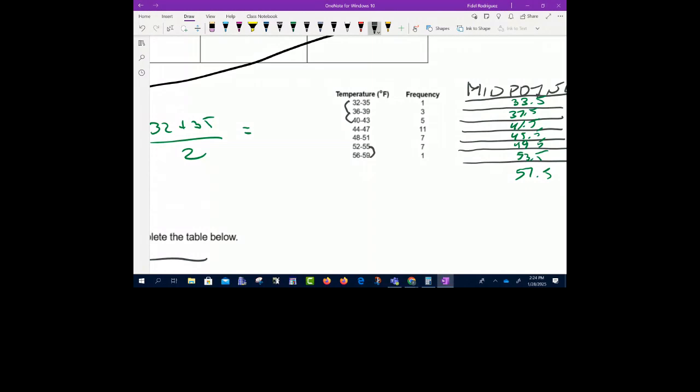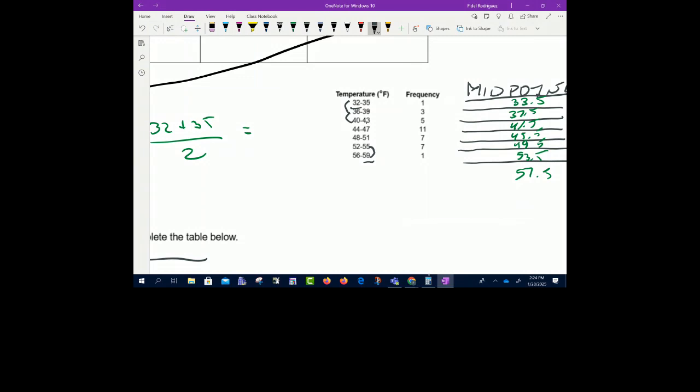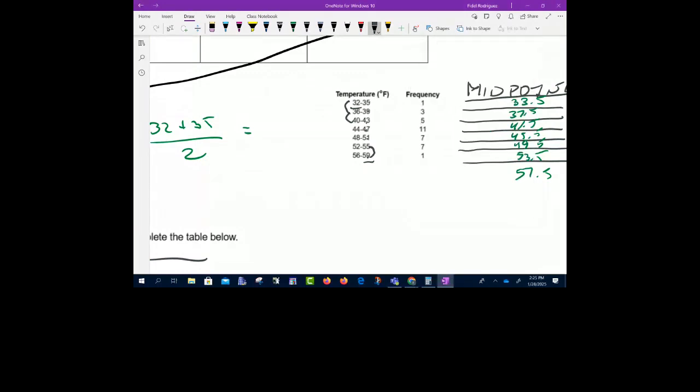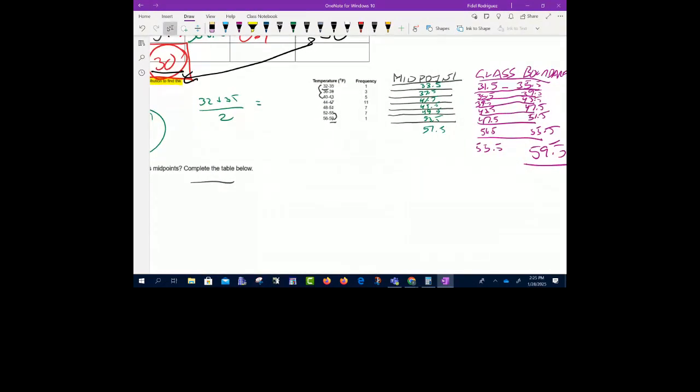I'm sorry, say that again. Oh, yes. So you can also do 59 minus 32, right? That's what we said. We wanted to find the range, 59 minus 32, and then divide by the number of classes, 1, 2, 3, 4, 5, 6, 7. So if we divide that by 7, we get 3.85. And remember, we always have to round up to the next number. So it'd be 4, right? Excellent. That's another way you can definitely do it. Very good, very good.